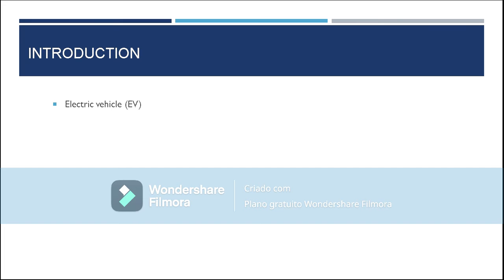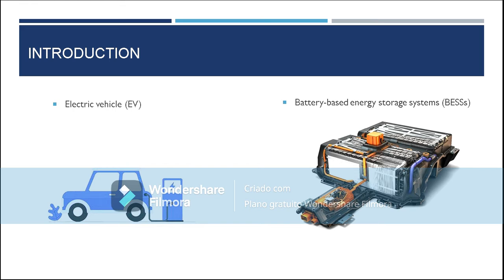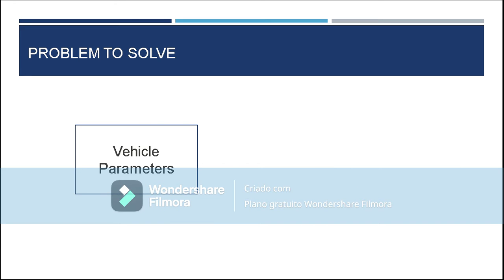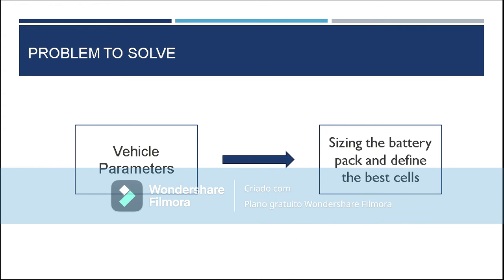So, the process of replacing conventional solutions of mobility by electrical vehicles has gained more and more investment in the last years, and also a lot of policies in the entire world. And one of the main study topics of electrical vehicles and the main research point is the battery-based energy storage system. So one of the main topics is how to choose the best cell and how to size a BESS. And based on that information, we do our work. So if I have the vehicle parameters, how can I size the battery pack and define the best cells?